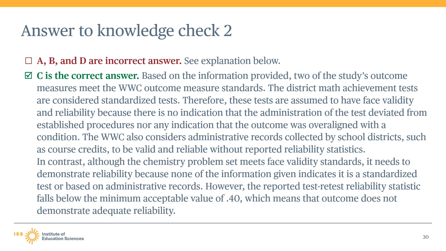In contrast, the third outcome measure, the geometry problem set, would not meet WWC outcome requirements. Although the problem set seems to have face validity, it also needs to demonstrate reliability, since none of the information provided indicates it is a standardized test, nor is it based on administrative records. Although the authors do report a reliability statistic for this outcome, the test-retest reliability statistic falls below the minimum acceptable value of 0.4, which means this outcome does not demonstrate adequate reliability. So, only 2 of the 3 outcomes in this study meet WWC outcome measure standards.